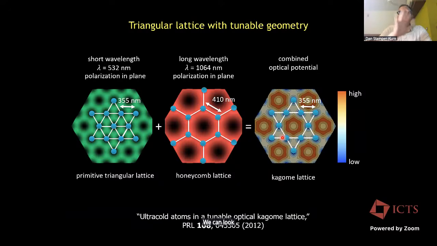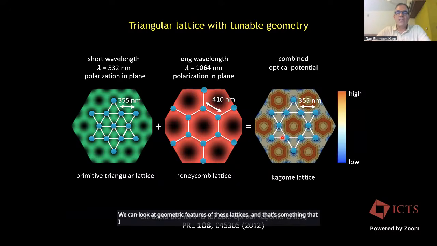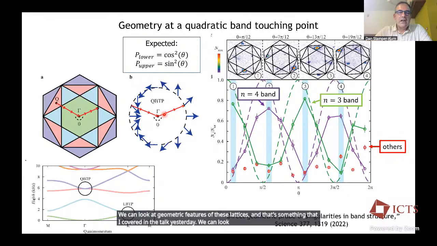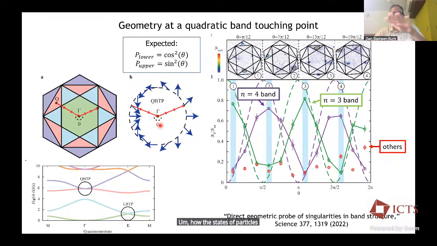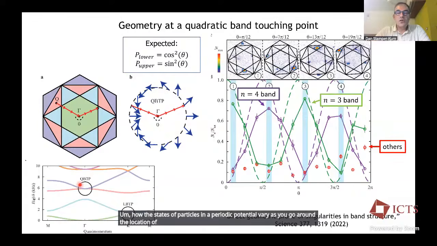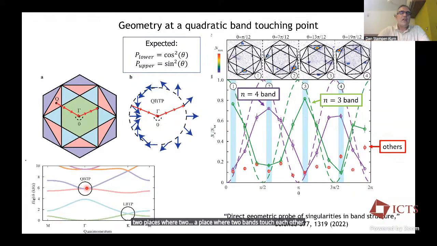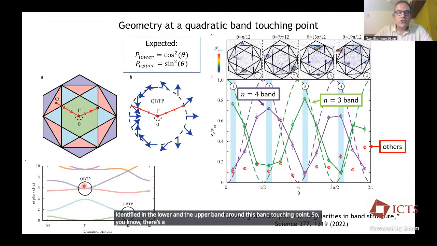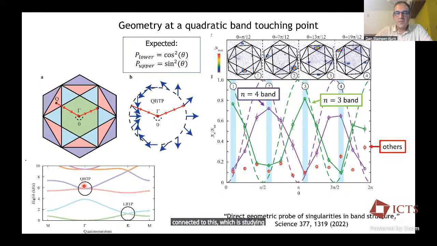We can look at geometric features of these lattices, and that's something that I covered in the talk yesterday. We can look at how the states of particles in a periodic potential vary as you go around the location of a place where two bands touch each other. And by looking at how atoms transported through that touching point, how their populations vary, we have new information on what is the structure of how the states are identified in the lower and the upper band around this band touching point. So, there's a lot of nice research connected to this, which is studying all sorts of aspects of crystals.